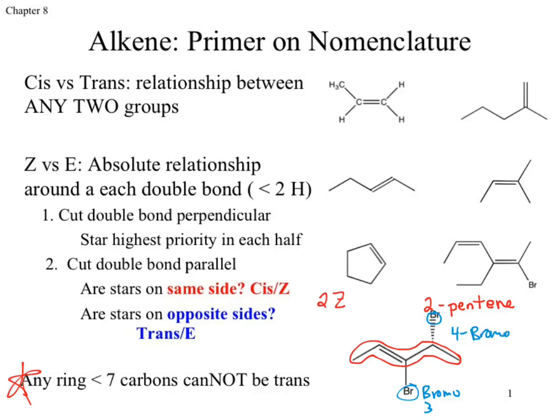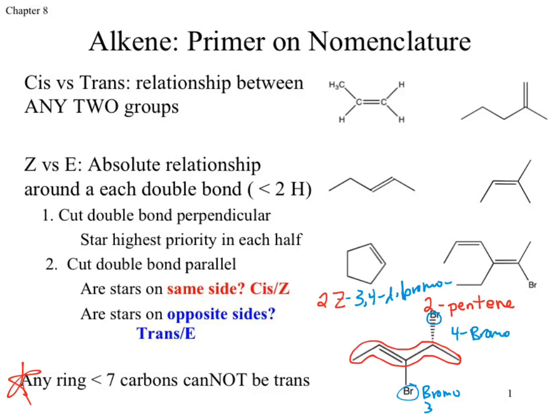So we could call this our 2Z, specify our numbers, 3,4-dibromo-2-pentene. Is there anything wrong with that name? Is there a hyphen between bromo and 2? Yeah, you'll need a hyphen there. Way to point out my mistakes.